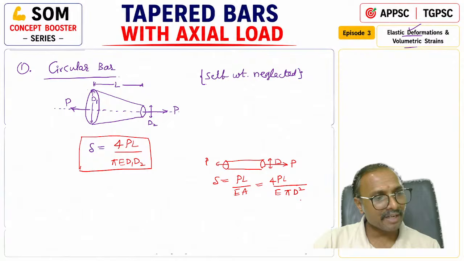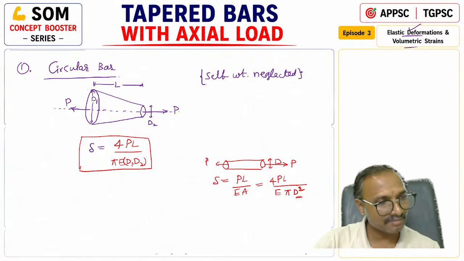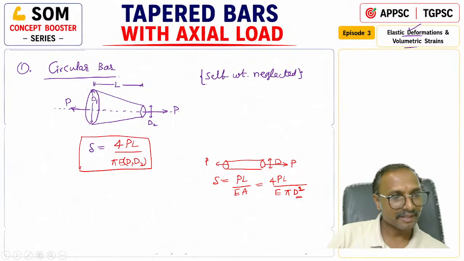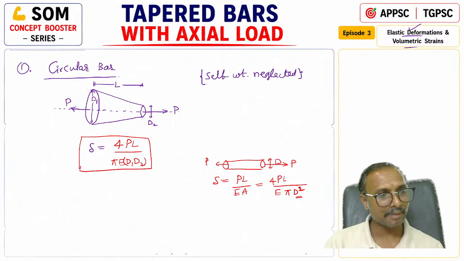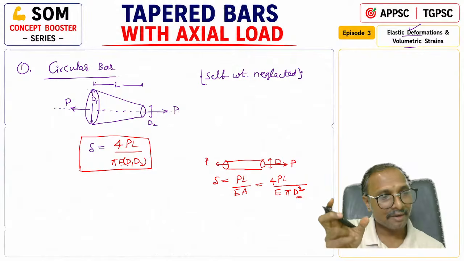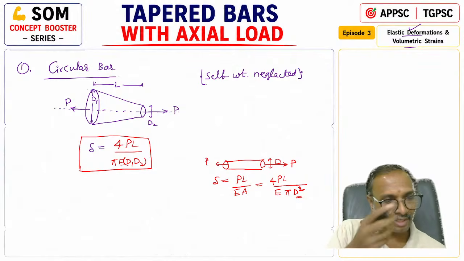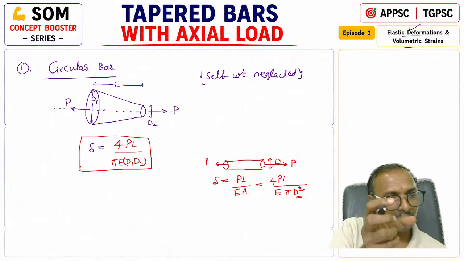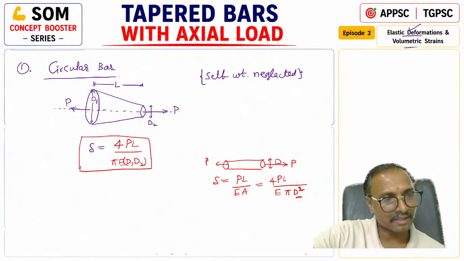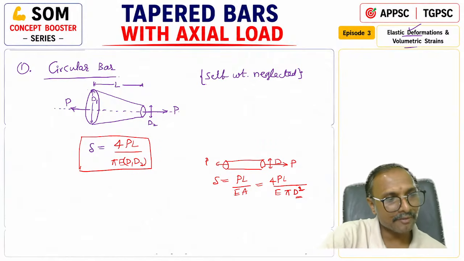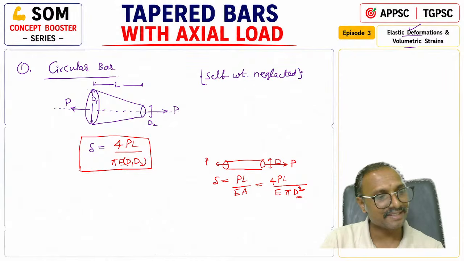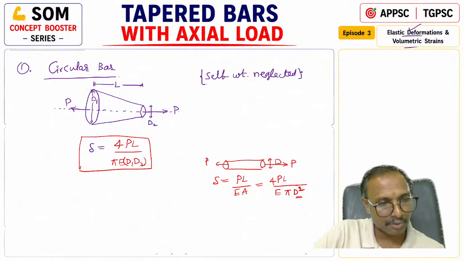So whenever you have the same diameter throughout, it will be D². If you have different diameters, it will be D1 into D2. Is it easy to remember? Is it easy to get or difficult to get? Tell me. Can we get it easily from the prismatic bar formula? By observing the prismatic bar formula, we can get this easily or not? Yes, we can get that easily. Is it clear everyone? Circular bar, how to remember the formula?